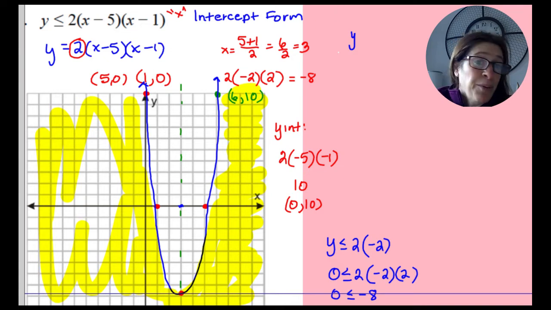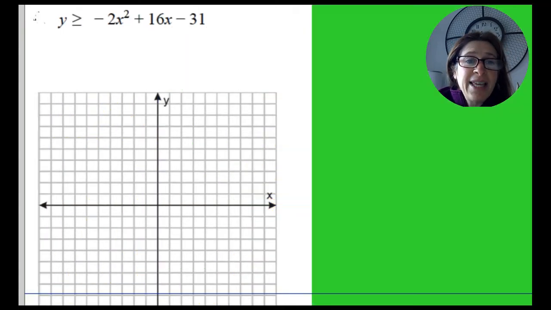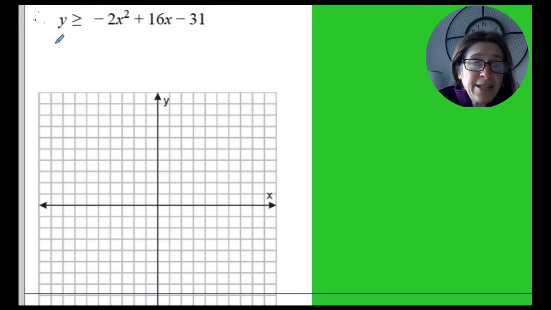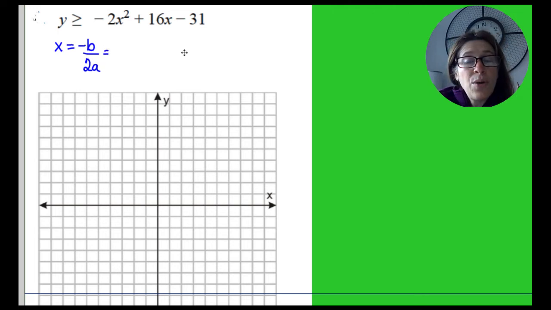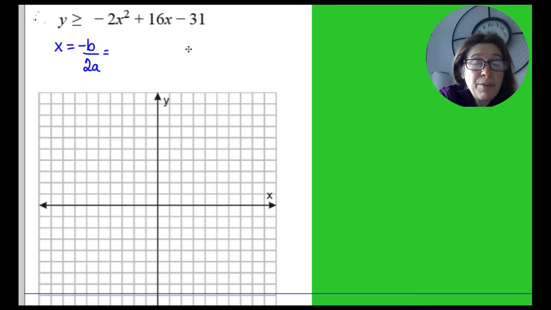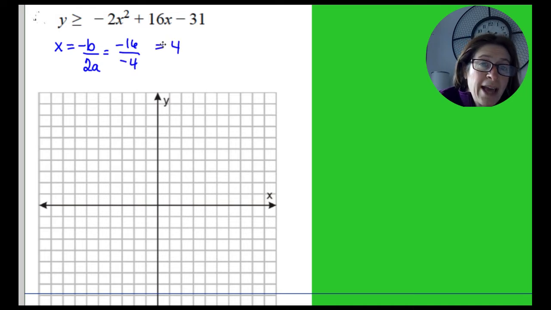Now you have to be really careful because you could be faced with graphs that are in standard form. As a reminder, in standard form, to find your vertex, x equals negative b over 2a. Again, we're looking at it as if it's an equal sign. You have to be careful because sometimes your x-intercepts aren't going to be whole numbers, so remember you always have the quadratic formula as well. I calculated the vertex by doing that. I got negative 16 over negative 4, which was 4, and I plugged that in and got a y value of 1. So my vertex was (4, 1).